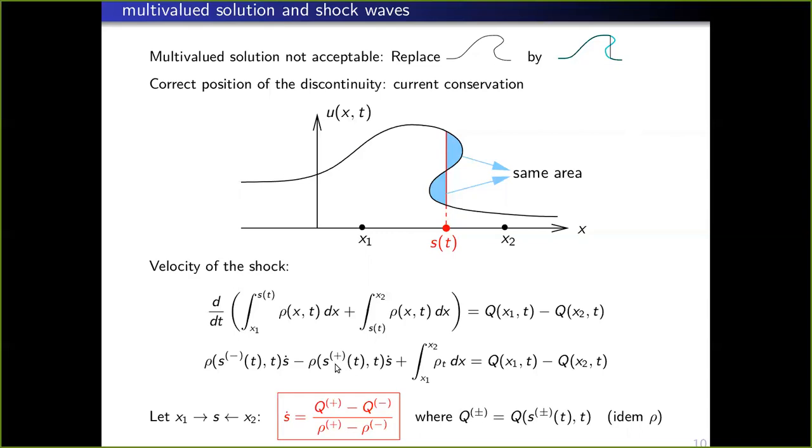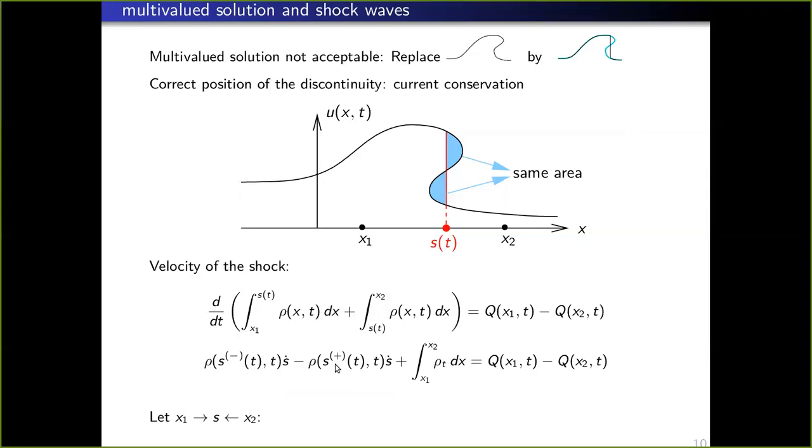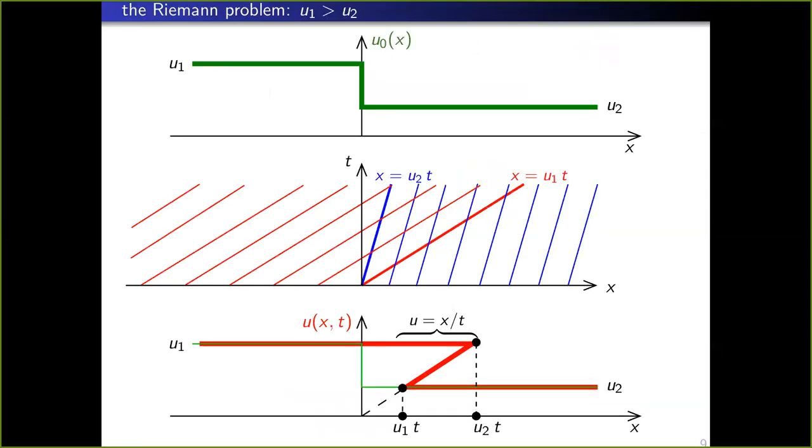If you do that for the previous schematic problem, you find that S dot is just, do it as an exercise, U1 plus U2 divided by 2. So I'm just here in the middle, and indeed, these two areas will be the area of this triangle there, from U1 to U1 plus U2 divided by 2 times t. And this other area here will be the same.